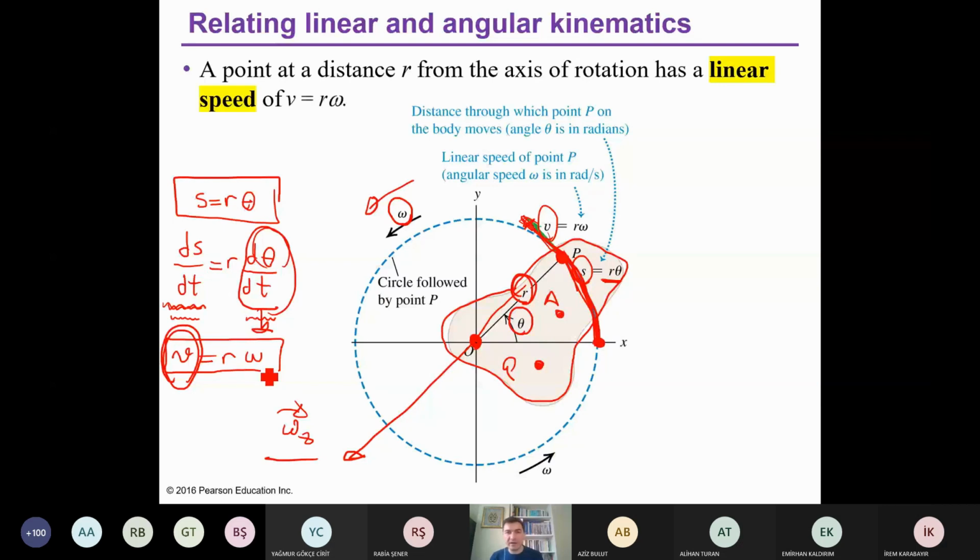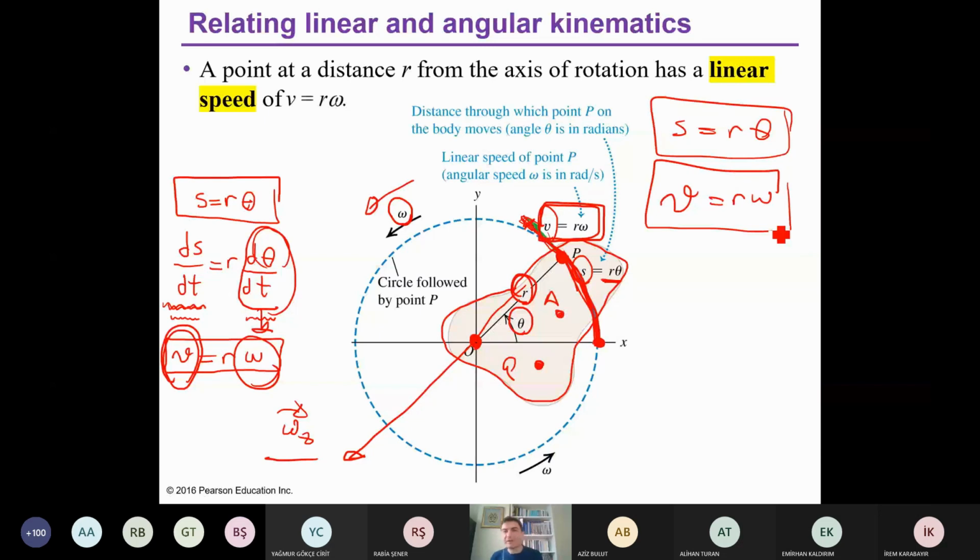Then I can write this linear speed of P point in terms of angular speed, okay? Then I have this expression. By using this one, I have calculated this one, okay? So now we have relation between linear kinematic and angular kinematic, okay?